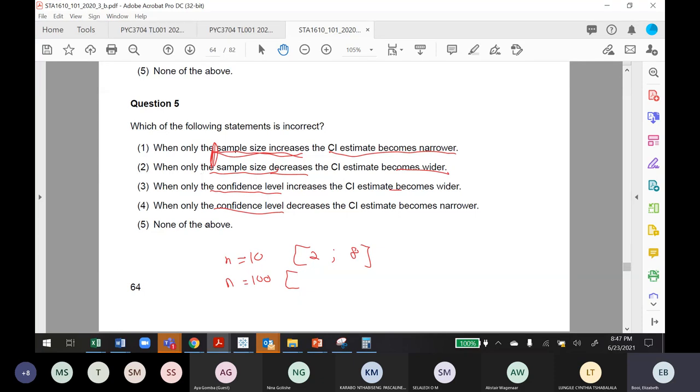because when we increase the sample size, your standard error decreases. When the sample size is smaller, the standard error will be bigger. When the sample size is bigger, your standard error will be smaller. So this might be 1.4, let's say, for argument's sake. So what this question is saying is, if your sample size increases, then your confidence interval narrows, so it becomes smaller. If your sample size decreases, it becomes wider. Only when that happens. So we're looking for the incorrect one.